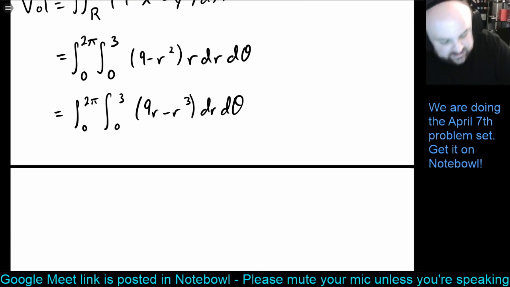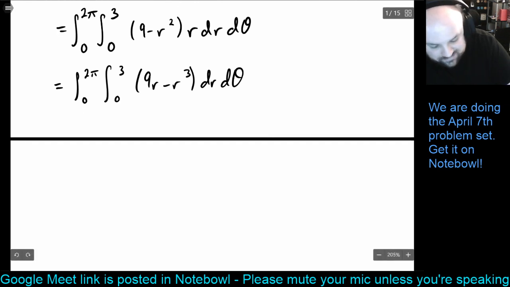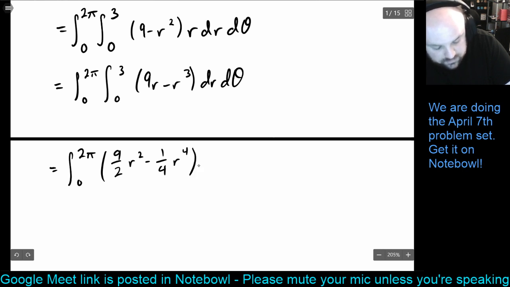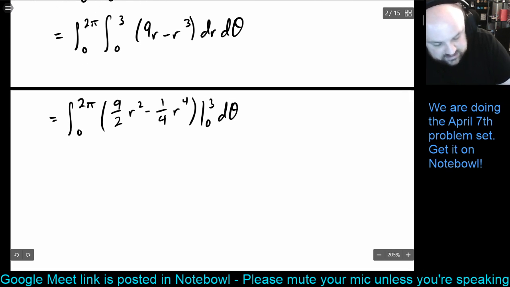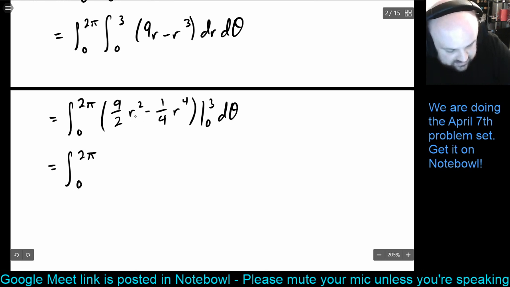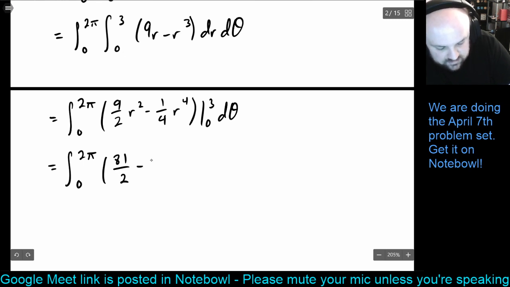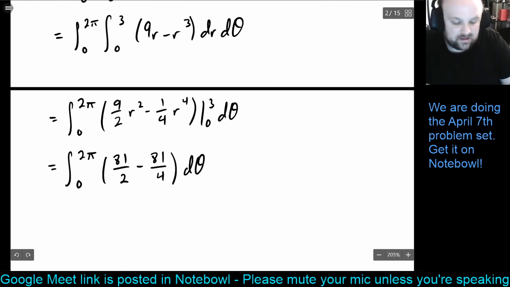So let's integrate this with respect to r. And so we have 9 halves r squared minus 1/4 r to the 4th from 0 to 3 d theta. Let's see here. So this is going to be 81 halves minus 81 fourths d theta, which is just 81 fourths.